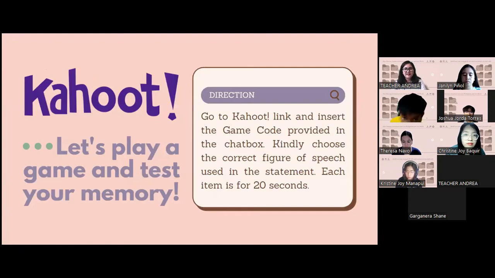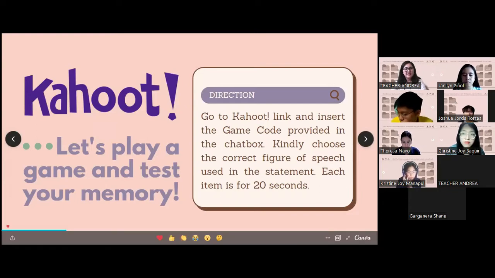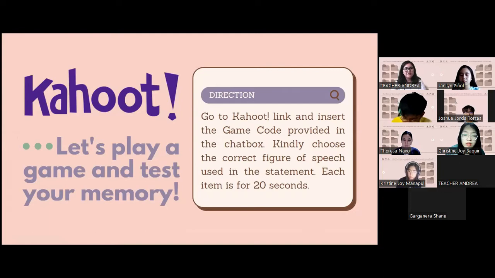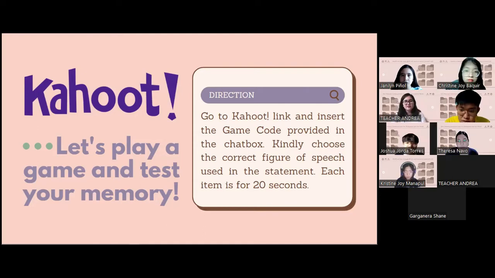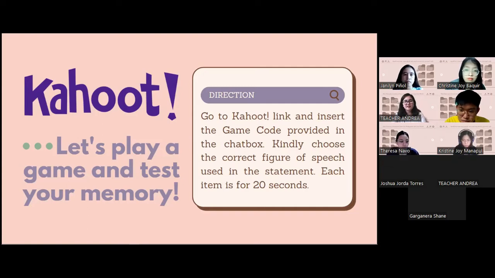Next slide, please. Before we start, I will be testing your memory by playing a game in Kahoot. Who's familiar with Kahoot? Kindly give a reaction, please. I will be sending a link here in our chat box. Please raise your hand if you can access the link. Once we access the link, the direction is to choose the correct figure of speech used in the statement.